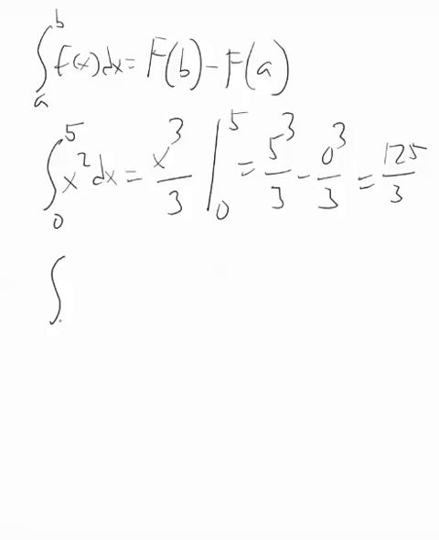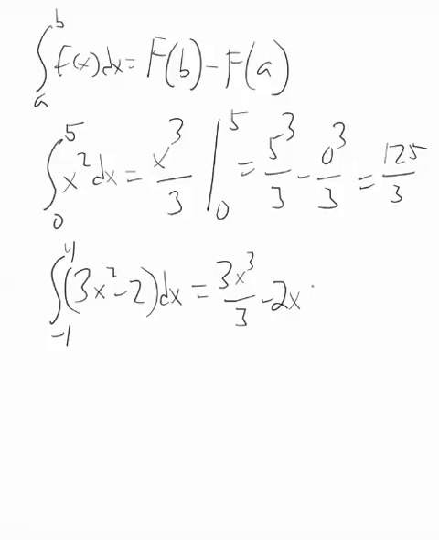Suppose we had something like the integral from negative 1 to 4 of 3x squared minus 2. Okay? Well, that's going to be 3x cubed over 3 minus 2x, there's my antiderivative, evaluated from negative 1 to 4. As long as the function's continuous over that interval, we can use the fundamental theorem. So there's no issues with negative 1 to 4, so we can just keep going.